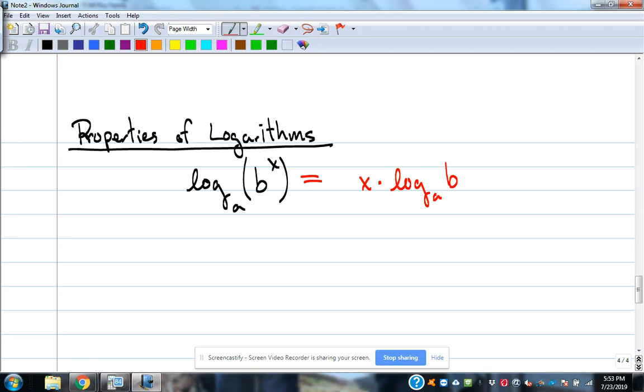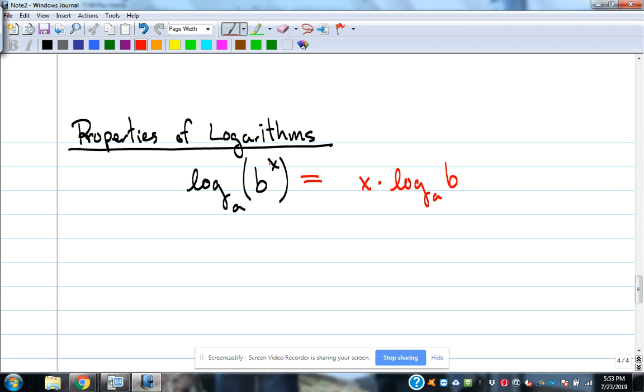In exponent rule world, that was like having 3 squared to the 4th power. That exponent property said you did what with those 4 and the 2? You multiplied them. It's the same thing here, because remember, a logarithm is an exponent. And if there's an exponent on an exponent, then multiplication is the rule.